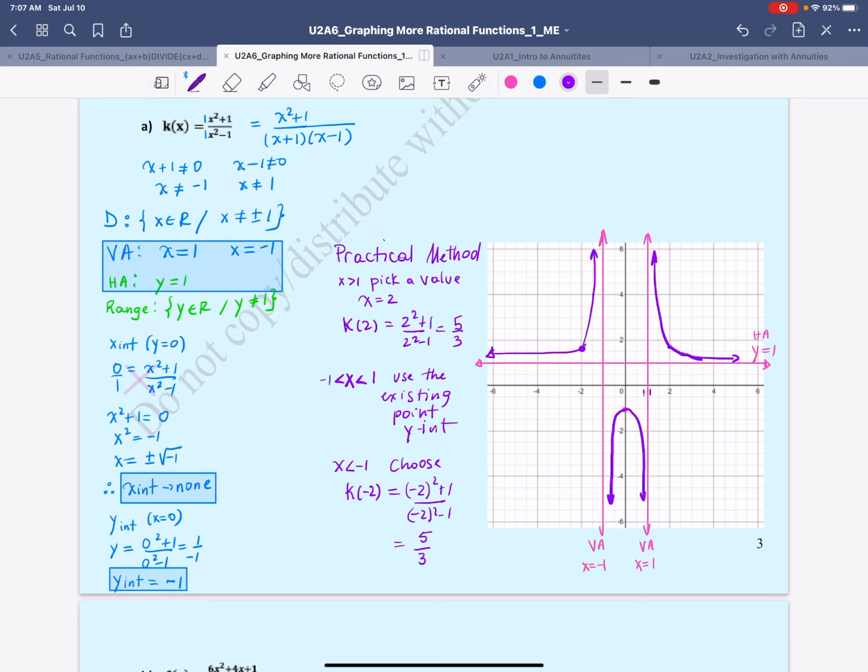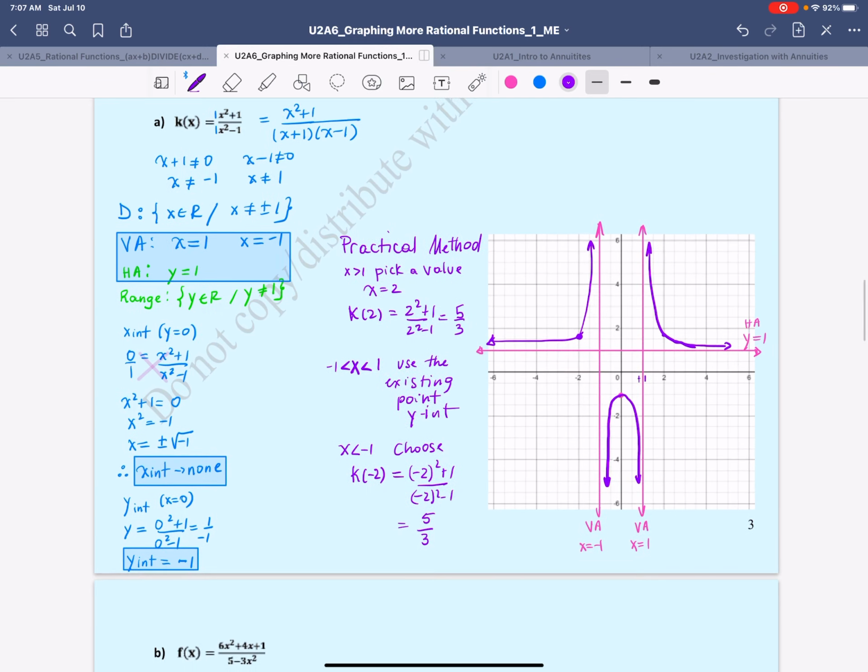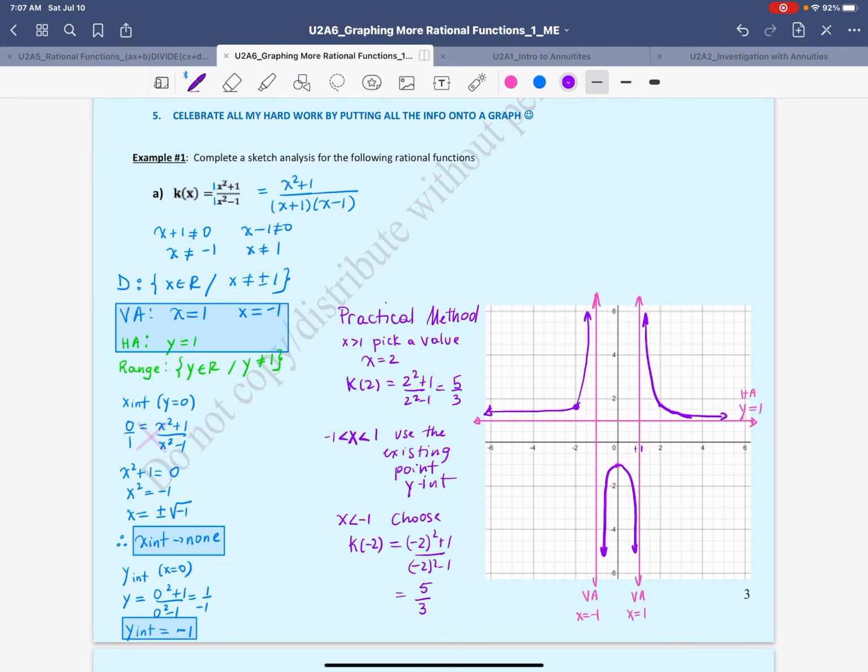As you can see here, there is symmetry to this function, and this can be proven actually by finding k of -x. So k of -x would be equal to -x squared plus 1 over -x squared minus 1, which is x squared plus 1 over x squared minus 1, which tells us that k of -x is exactly the same as k of x. So this function will also have even symmetry.